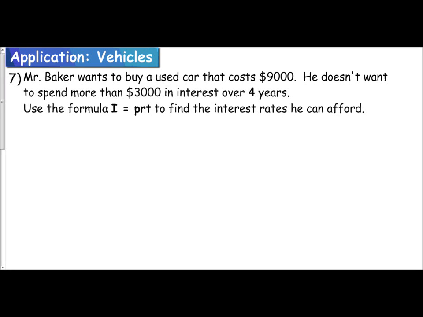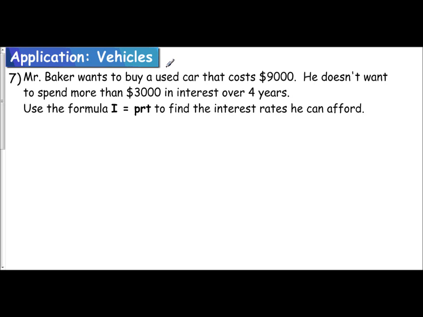The following videos will deal with some application problems with inequalities. The first problem states Mr. Baker wants to buy a used car that costs $9,000. He doesn't want to spend more than $3,000 in interest over 4 years. Use the formula I equals PRT to find the interest rates he can afford.